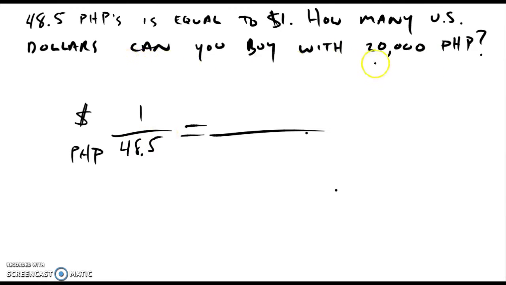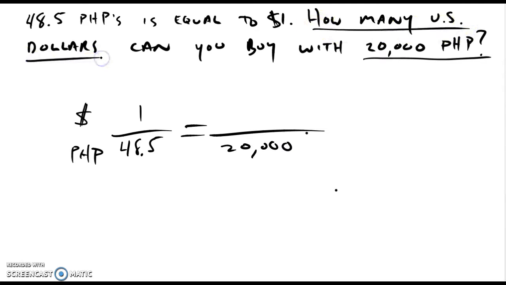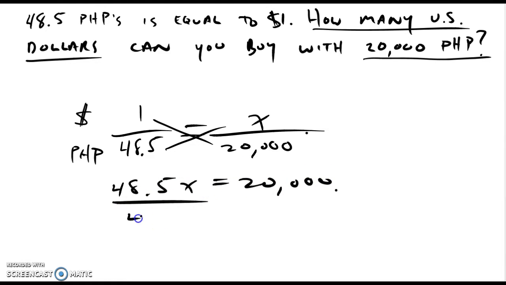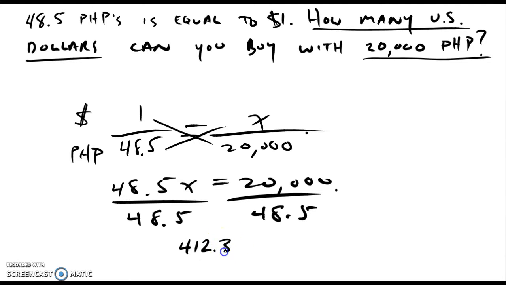Now let's look over here. We've got 20,000 PHP, so we're going to put that on the bottom. Same unit, same level. 20,000 Philippine pesos, and we're looking for US dollars. How many US dollars? We're going to put that on the top. We cross-multiply and solve. We get 48.5x is equal to 20,000. Now we divide by 48.5, and you wind up with $412.37.